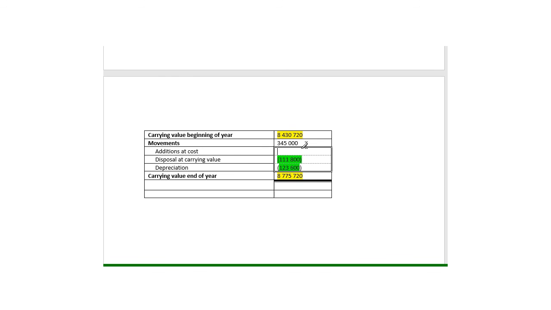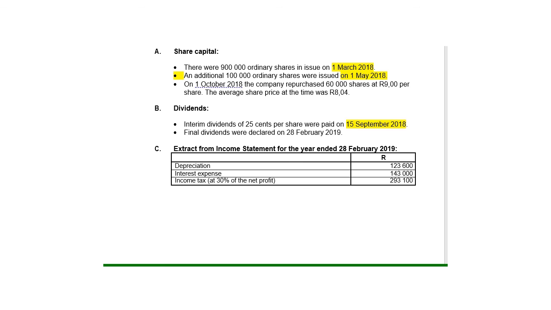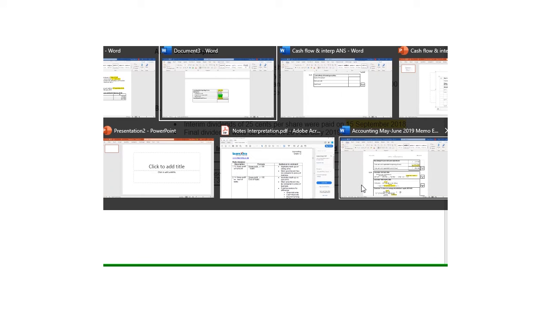So I'll start by putting in the 345 plus then 111,800 plus 123,600, and that gives me 580,400. So my additions is 580,400. So I can put that in.